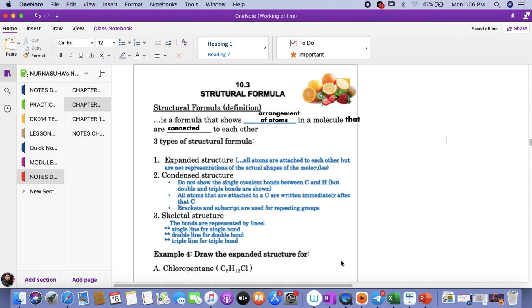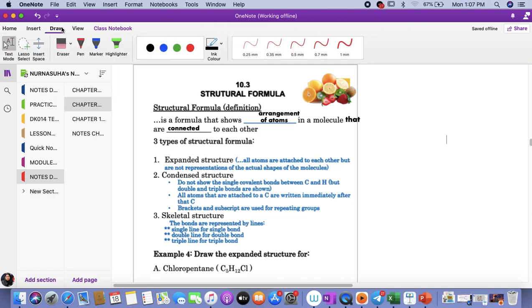Okay, so today we are going to have a look at structural formula, in which I'm going to show you how to draw organic compound. So basically, what is structural formula? Structural formula basically is a formula that shows arrangement of atoms in a molecule that are connected to each other.